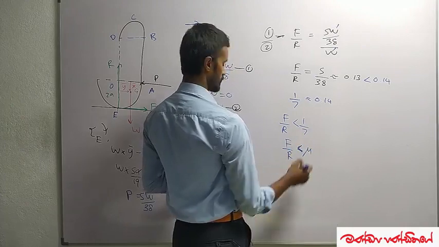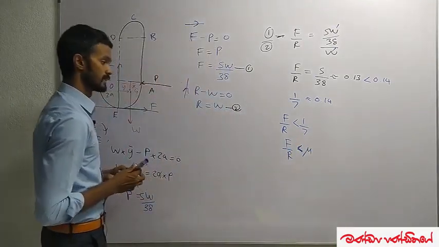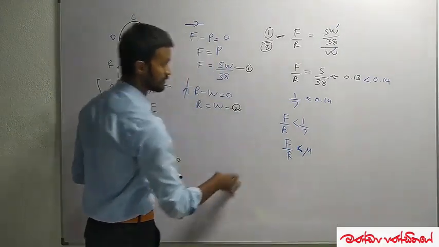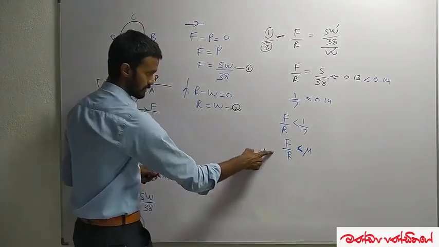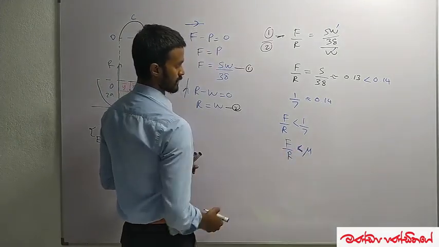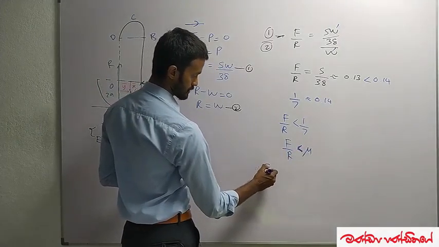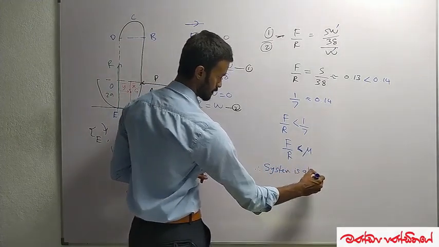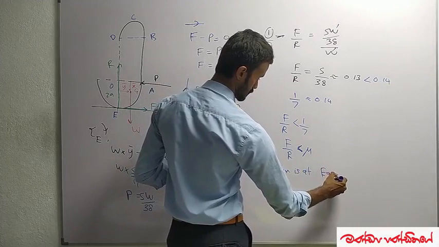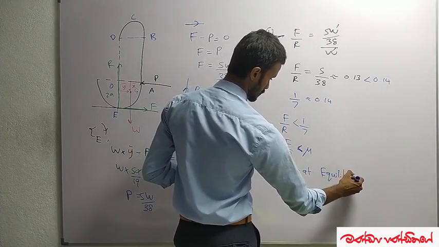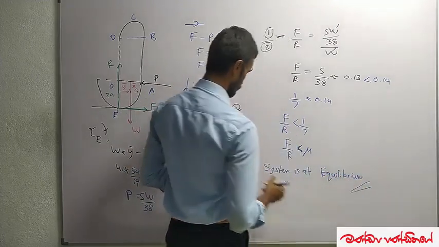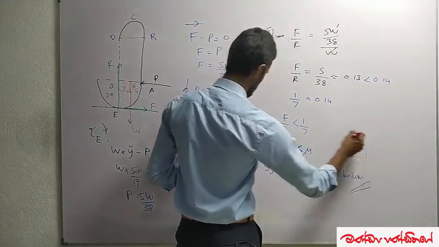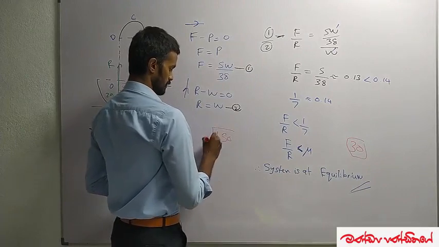So I can assume that the friction hasn't reached its limiting frictional force level. The friction hasn't reached its maximum level. So by writing this inequality, F over R is less than mu, I can write, therefore, the system is at equilibrium. For this equilibrium part, I get 30 marks. So altogether, I can get 150 marks.